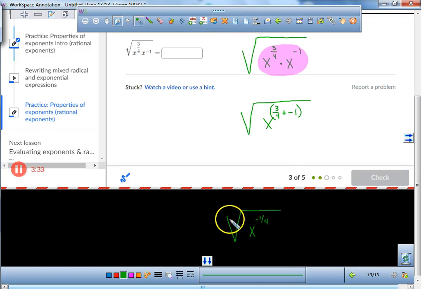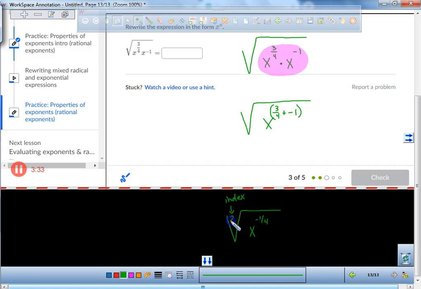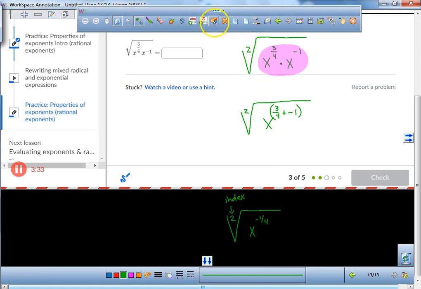So listen, if this is a square root, what index, this is called the index, what index would have to be in a square root? The index would have to be the number 2. So anytime you see a square root, even though you can't see it, what number should be in there? 2. But they're not going to say that because they automatically expect you to know that that's a 2.